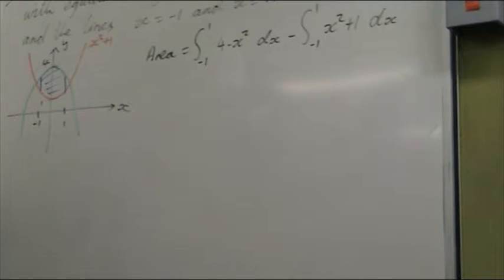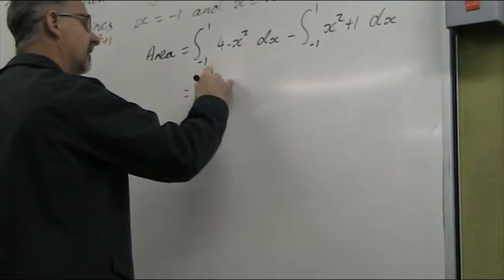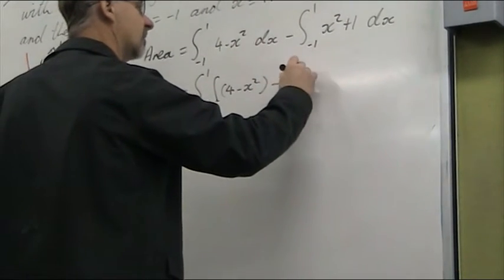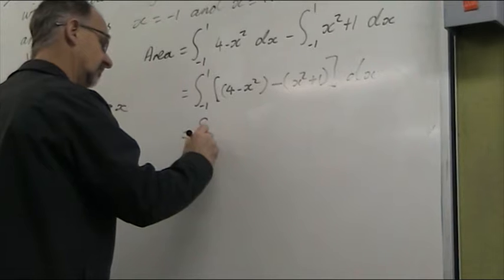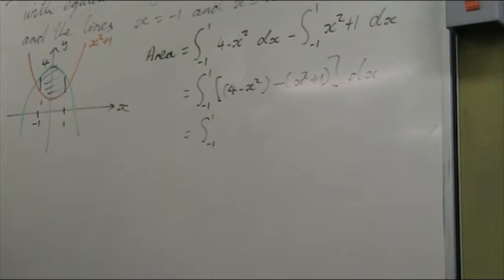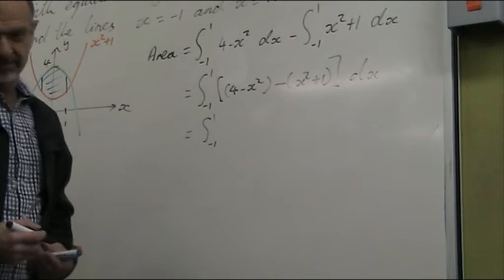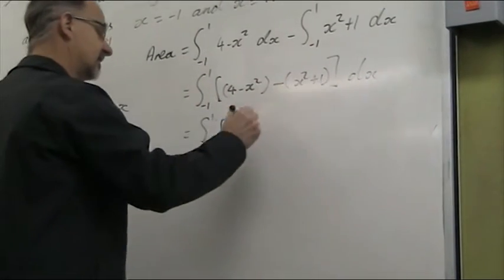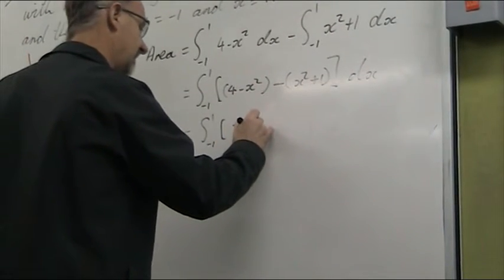Alright, so you can do it like that and have it separate, or you put it together, whichever you like. You put it together, it's 4 minus x squared, take x squared plus 1, ends up being what? 4 minus 1 is 3, and minus x squared minus another x squared is minus how many?